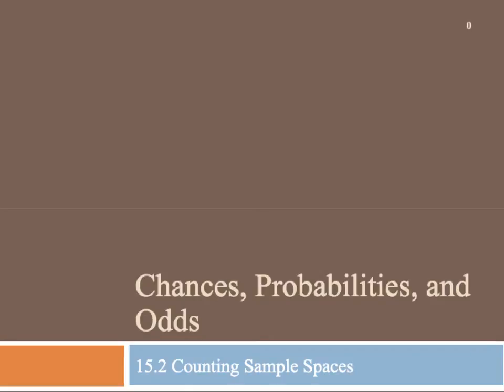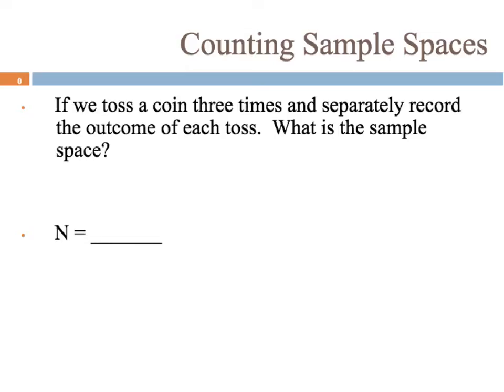This section is on counting sample spaces. I think in the last video I went over an example of tossing a coin 4 times and listed out that sample space. In this one, what if we were to toss a coin 3 times and separately record the outcome of each toss? So I want to know what the size is of the sample space.